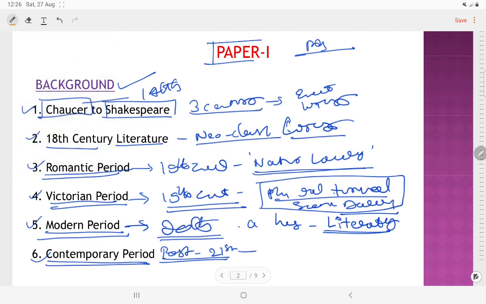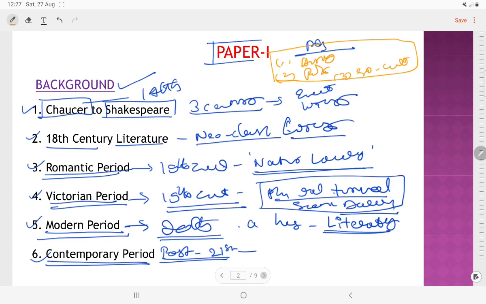So these are the important background topics we have to study from different perspectives like historical perspective, political perspective, and socio-cultural perspectives. All these factors at different stages were influenced directly or indirectly on the writings or works. So please keep in mind these things.